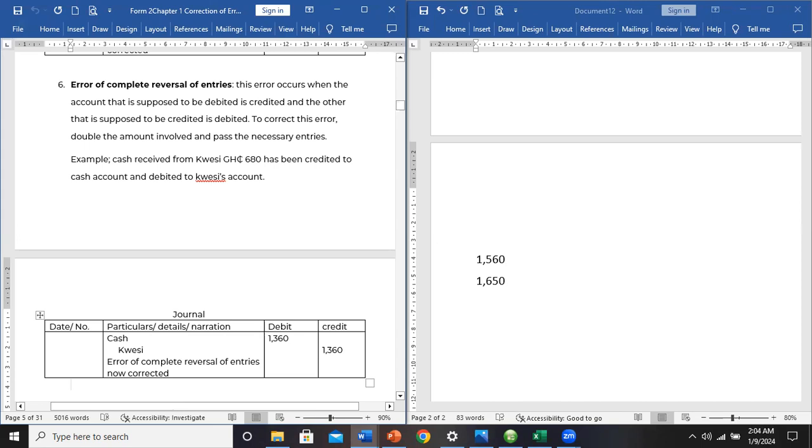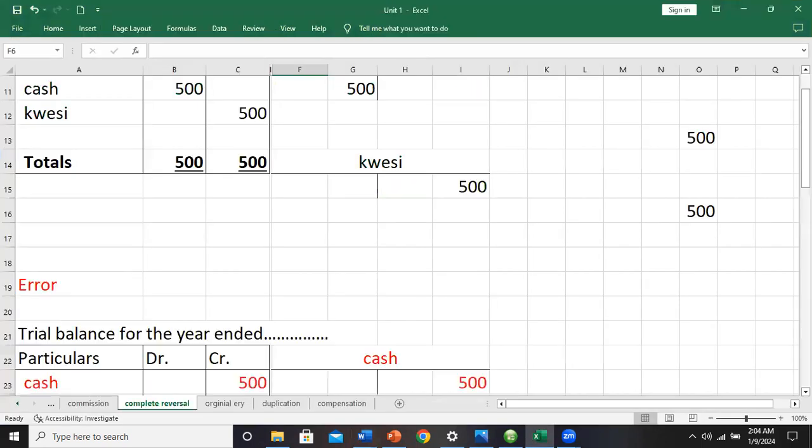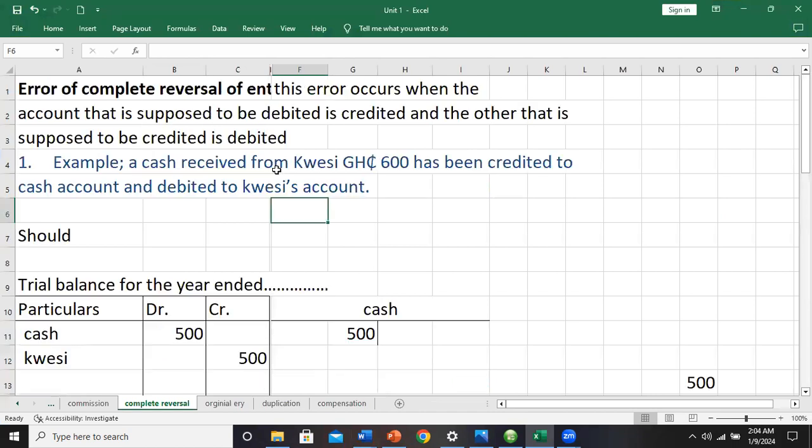So let's look at an example here. It says cash received from Kwesi 600 has been credited to cash account and debited to Kwesi's account. So you all know that when you receive cash from Kwesi, when you receive cash, you debit cash. But what did the bookkeeper do? The bookkeeper credited cash and debited Kwesi. So he has reversed the entries.